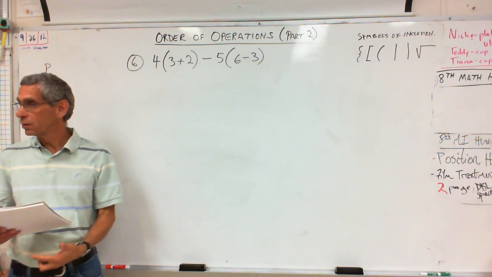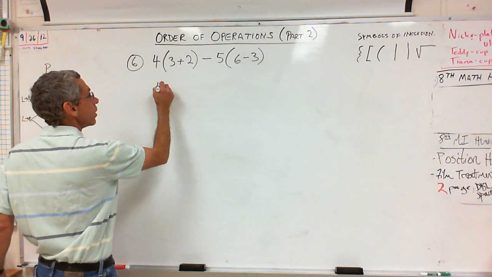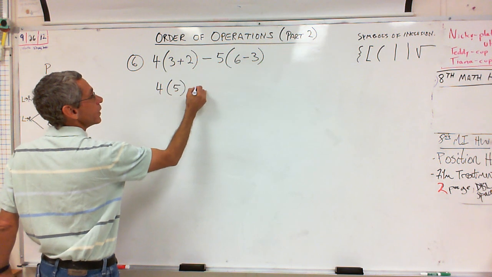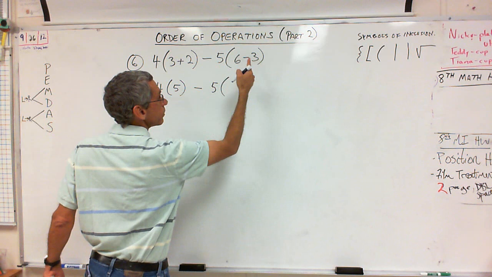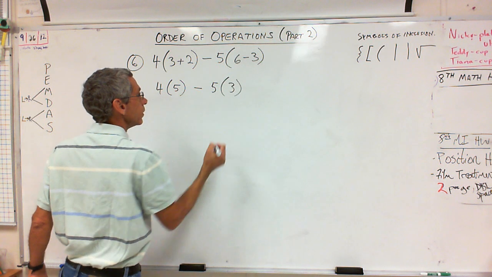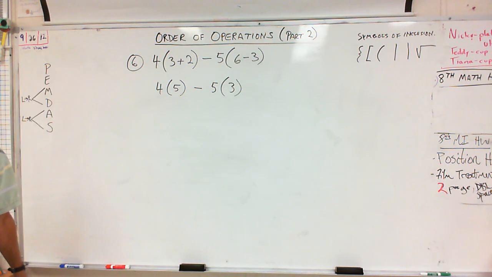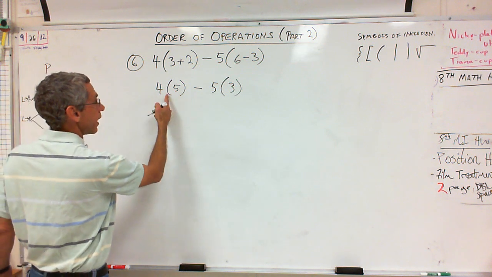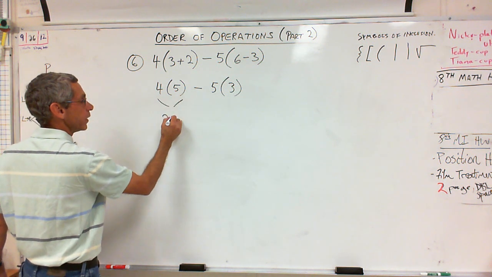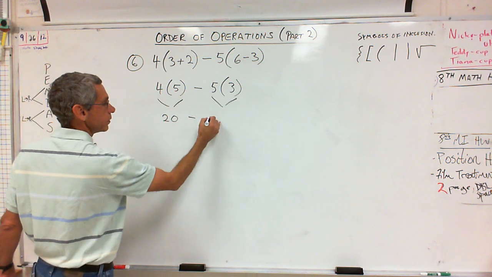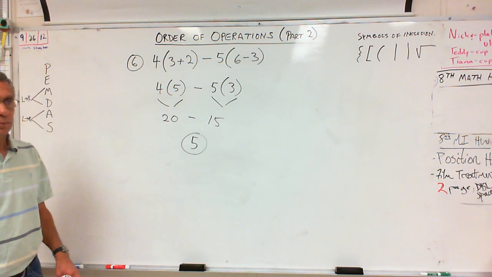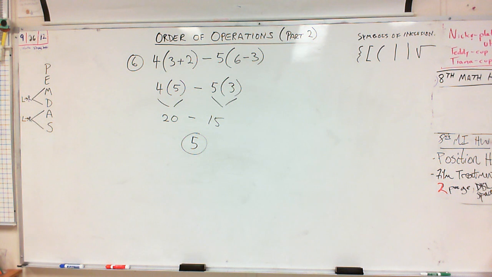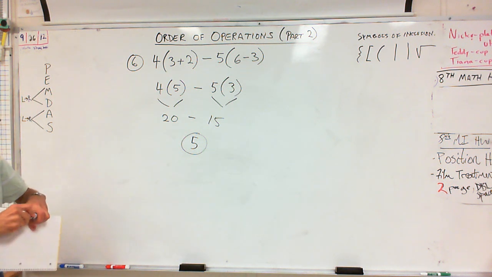What is 3 plus 2? 5. All right, so now I'm going to say 4 times 5, and then minus, I'm going to put my 5 here. Now 6 minus 3 is what? 3. Boom. Oh, that makes it so much easier. Now it's just like the previous problem. 4 times 5 is what? 20. Minus 5 times 3 is? So my final answer is 5. Beautiful. Pretty straightforward, right? As long as you do that stuff in the right order, it really works quite niftily.